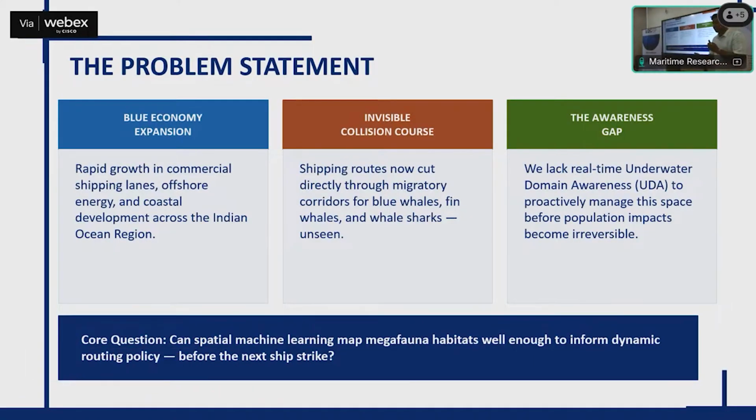The problem statement is that with the rise of the blue economy over the past decade or two, many shipping routes have been going through the Indian Oceanic region, specifically the Arabian Sea side. The developments in that region have been causing problems to the underwater megafauna, such as whale sharks and humura sharks. The shipping routes cut through the migratory corridors for blue whales and fin whales.